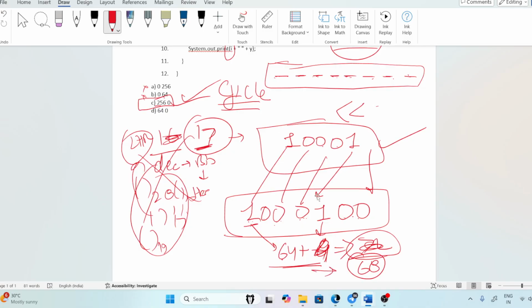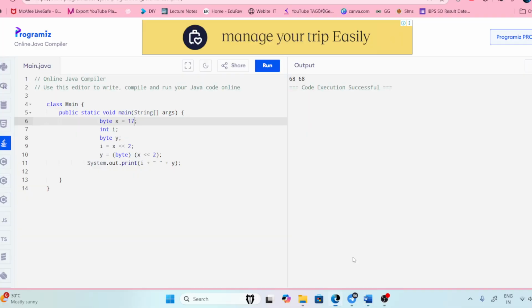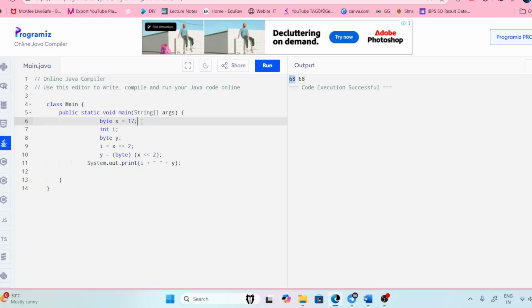Okay. So let's see what value we have received over here. So again, we have received the 68 value. So you can change any value and you can solve the question if the examiner asks related to the left shift or the right shift.